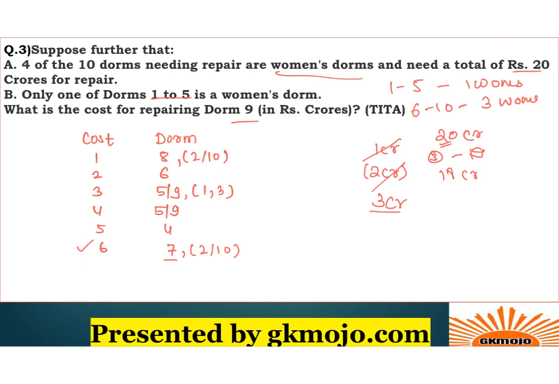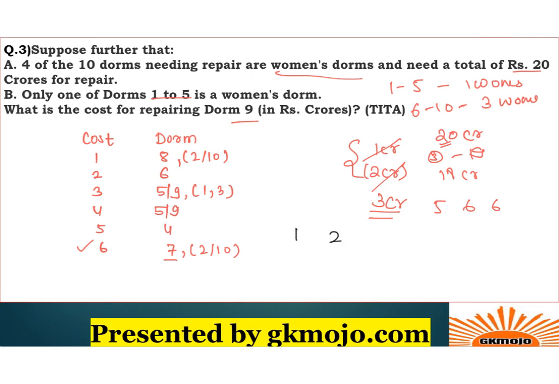So if this is 1 dorm, the others should definitely be 5, 6, 6. This will together add up to 20 crores, right? But we definitely know 1 or 2 crore cannot come. So let's build up on this now, right?